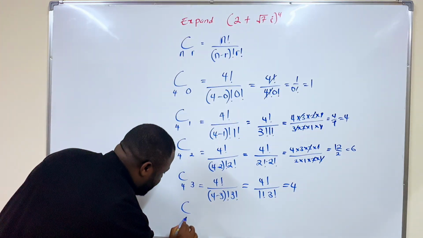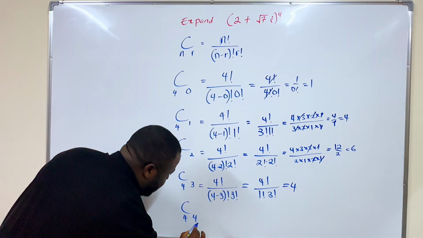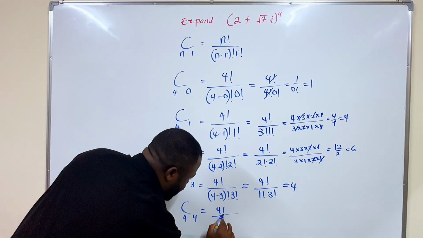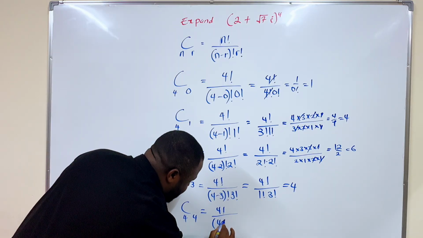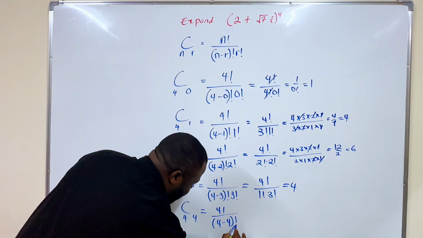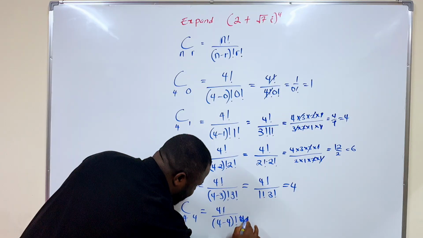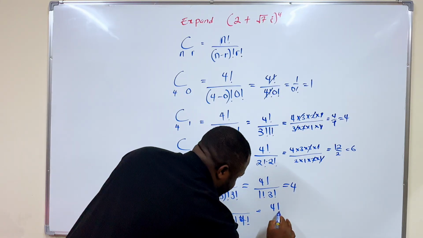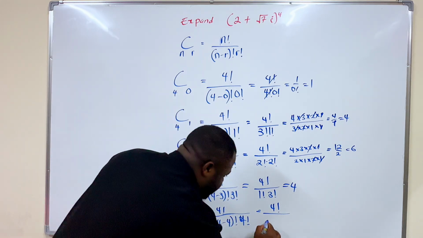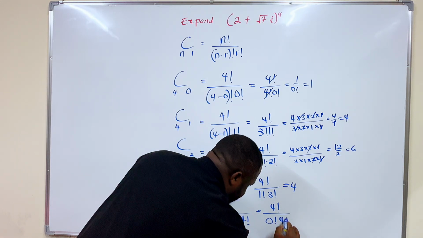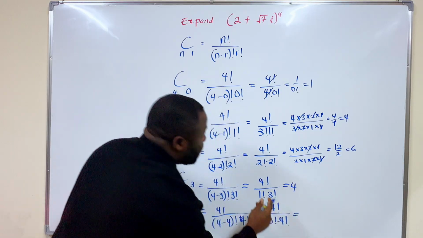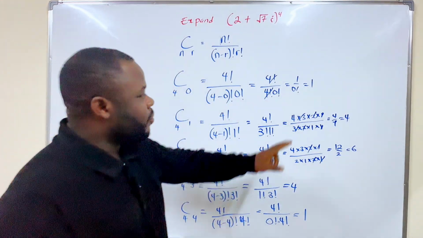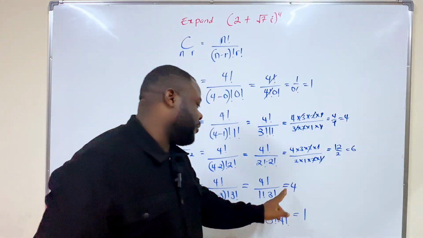So the last one, which is 4 combination 4, will give you 4 factorial over 4 minus 4 factorial, then 4 factorial, right? So this will be 4 factorial over 0 factorial multiplied by 4 factorial. And we had that before, which is 1. Okay? So we have 1, 4, 6, 4, 1.